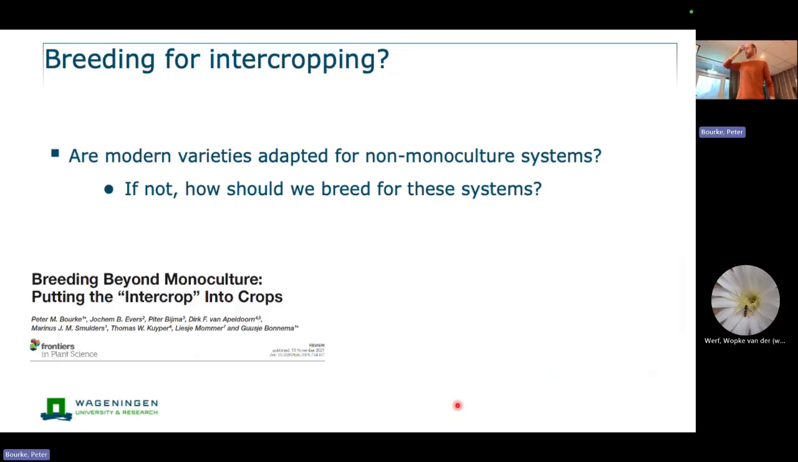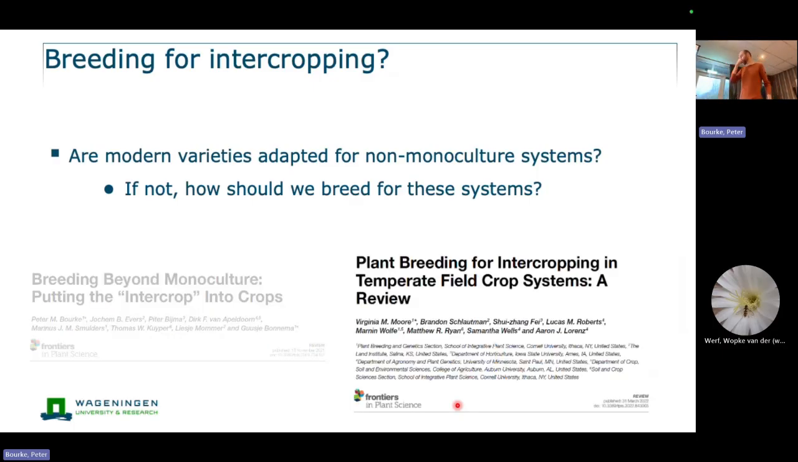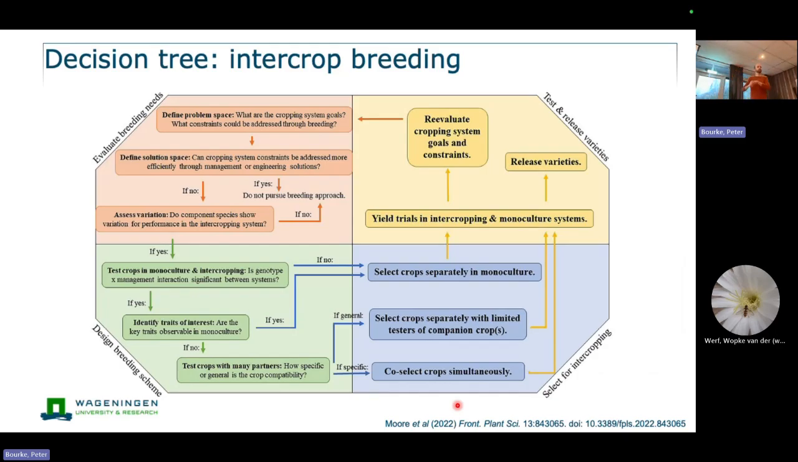Now, a number of us, including Jochem, if you can just see his name, and others from Wageningen wrote a review about this a few years ago, about breeding beyond monoculture. But a couple of months later, Virginia Moore and colleagues from Cornell also wrote a review about the same topic, breeding for intercropping. And one of the nice things about Virginia's paper is that she had this very colorful and descriptive decision tree, or a decision wheel, which gives you a yes, no type flow chart.